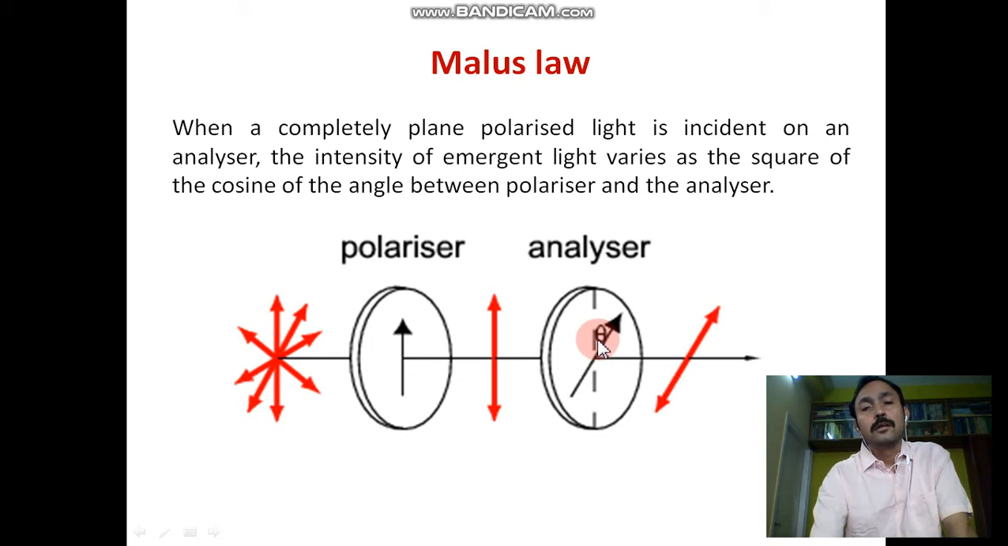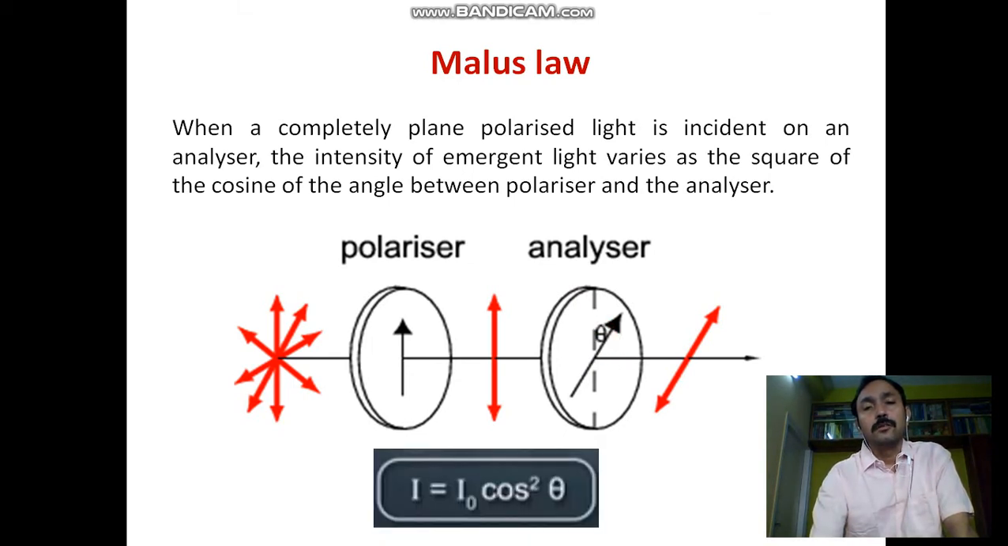So the Malus law states that the intensity becomes I is equal to I naught cos square theta, where I naught is the intensity of the incident radiation.